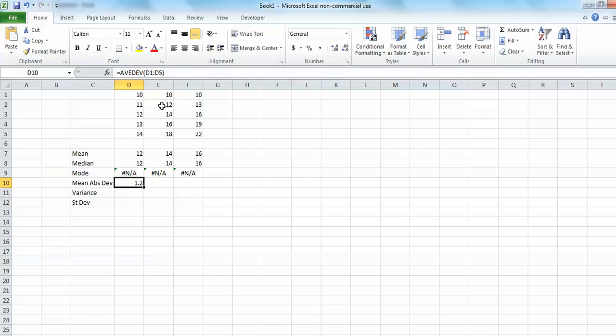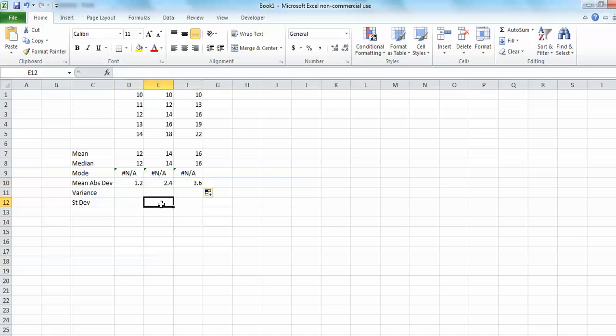Now, notice how this column has the lowest amount of dispersion. This column has more dispersion, and this column has the most dispersion because these numbers are all 1 apart, these are all 2 apart, and these are all 3 apart. What that means is this column should have the lowest mean absolute deviation, this column should have a higher mean absolute deviation, and this column should have the highest mean absolute deviation. Because as the amount of dispersion goes up, the mean absolute deviation goes up along with it.